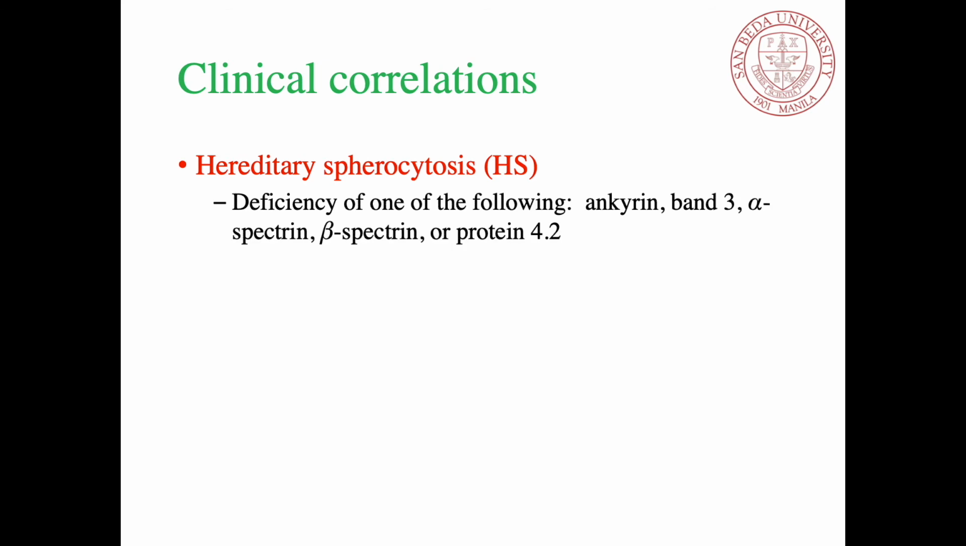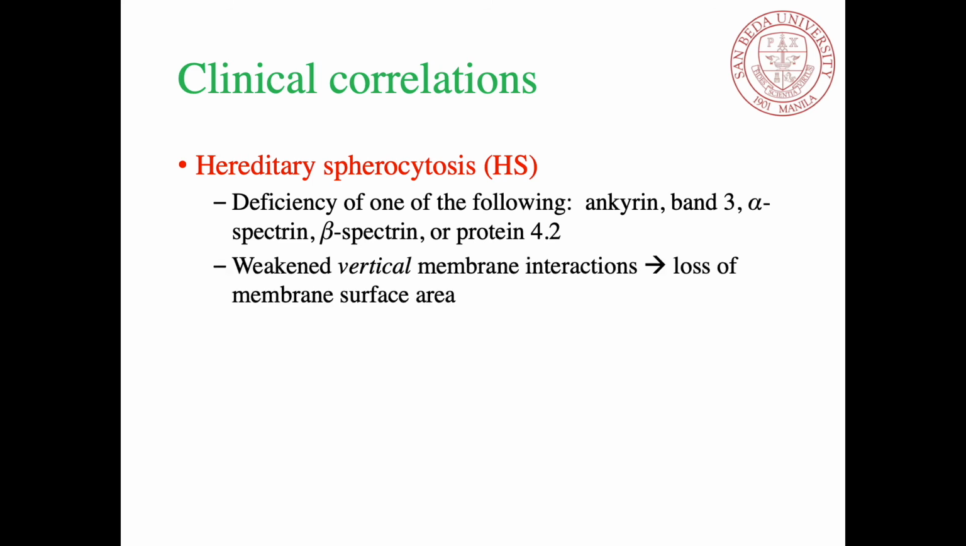HS is generally due to deficiency in any of the following cytoskeletal proteins, as well as band 3, which is an integral membrane protein. These mutations result in weakened vertical membrane interactions, leading to loss of the biconcave configuration of the RBC and an eventual loss of membrane surface area. In some instances, HS is due to a defective interaction between spectrin and protein 4.1 that leads to a defective ternary complex. As discussed earlier, the diminished deformability of spherocytes makes them more likely to get entrapped and destroyed in the spleen, resulting in hemolytic anemia. This is generally relieved by surgical removal of the spleen.